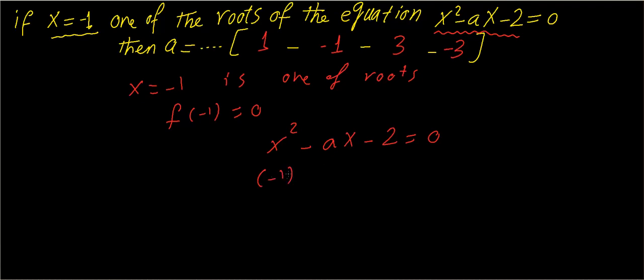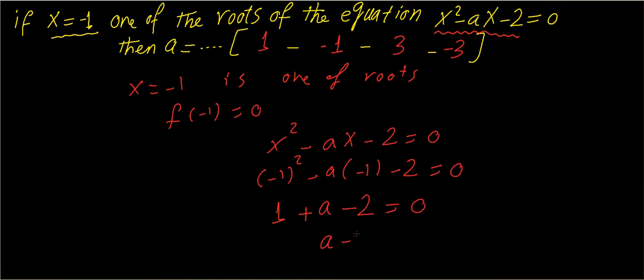(-1)² - a times (-1) - 2 = 0. (-1)² equals 1. Negative a times negative 1 equals a. So 1 + a - 2 = 0. 1 minus 2 is negative 1, so a - 1 = 0. That means that a equals 1. Here a equals 1 is the right answer.